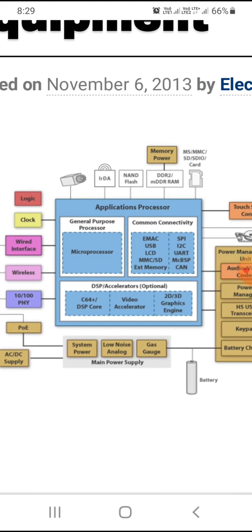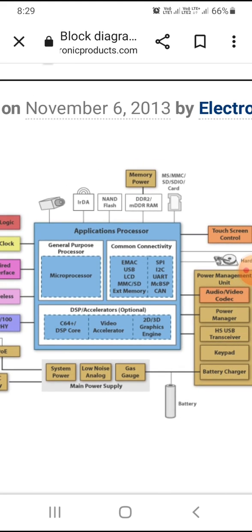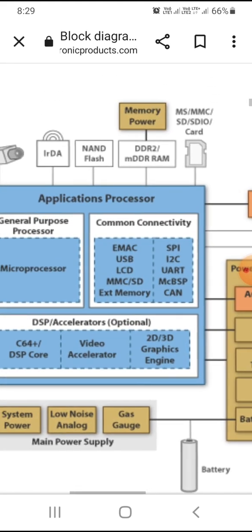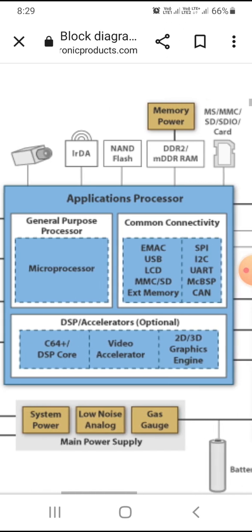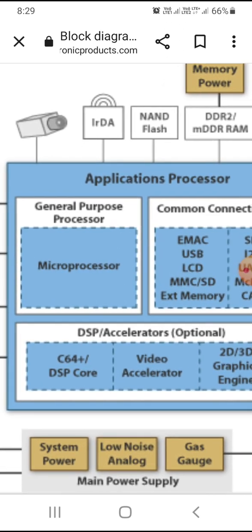In the middle you have the application processor, then you have a general purpose processor. This is the general purpose processor, and here is a microprocessor. As you know, computers work on the basis of the CPU, the central processing unit, and there are two types of processors, like a microprocessor. So in this general purpose processor you have the microprocessor.